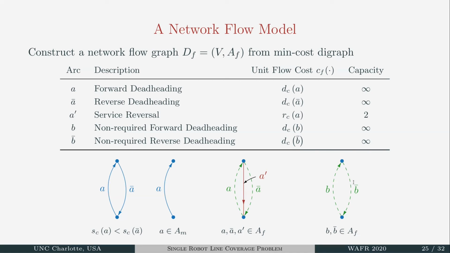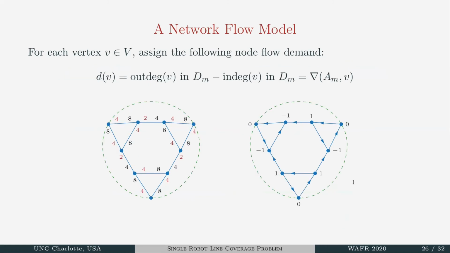For each non-required edge, we add two arcs corresponding to deadheading in the two directions. We assign a unit flow cost for deadheading arcs equal to the deadheading cost, and for the service reversal arc, we assign unit flow cost equal to the service reversal cost. Since the edges can be deadheaded several times, the capacity of the deadheading arcs is infinite, whereas the capacity of the service reversal arc is 2. Finally, for each vertex V in the entire vertex set, we assign the node flow demand equal to the out degree minus in degree in the min cost digraph.